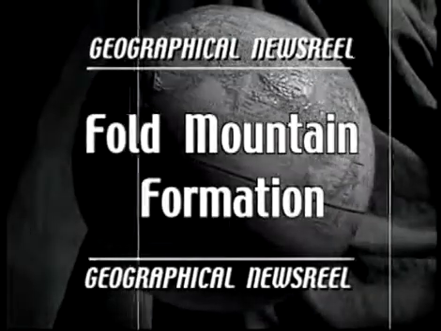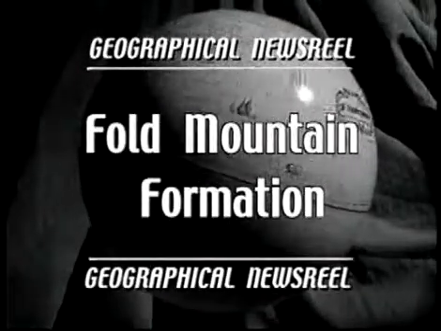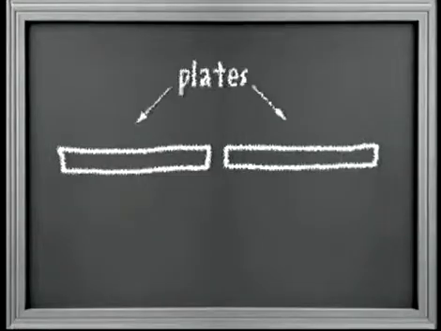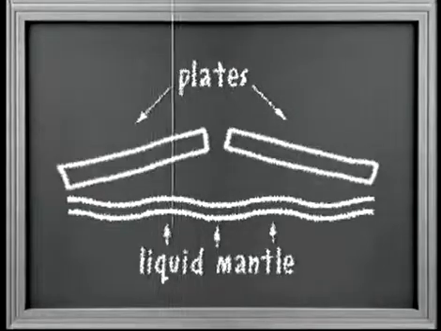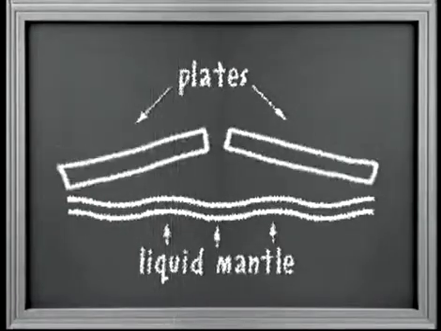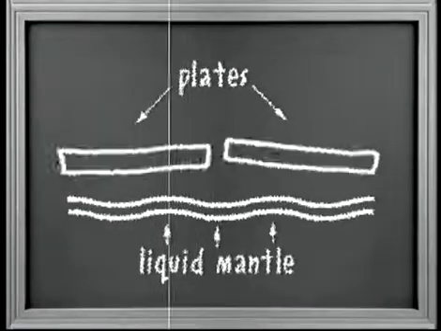The crust is made up of large sections called plates that float on the liquid mantle and are constantly moving. Fold mountains are made when these plates press together.